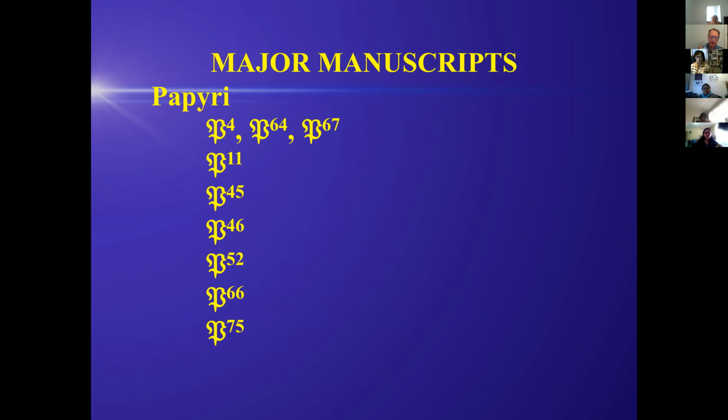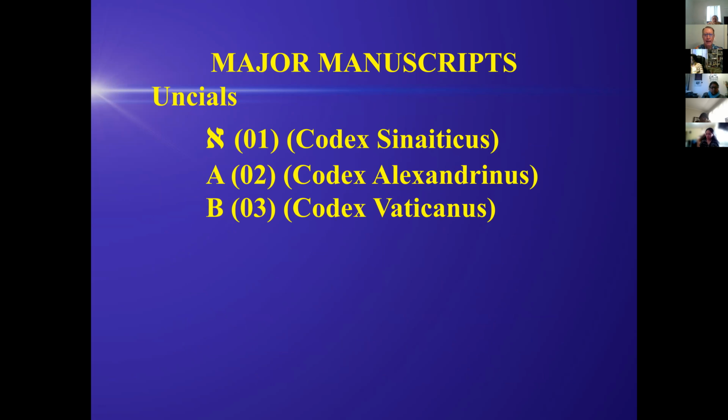We also have P66 from around the year 200. It contains the Gospels. And P75 from the late 100s to the early 200s, it's the earliest known manuscript of the Gospel of Luke. So these would be major papyri manuscripts. Uncials, I'm only going to mention three. We have Codex Sinaiticus. It's designated by Aleph, the Hebrew first letter, or O1. There's Codex Alexandrinus, A or O2, and Codex Vaticanus, B or O3.